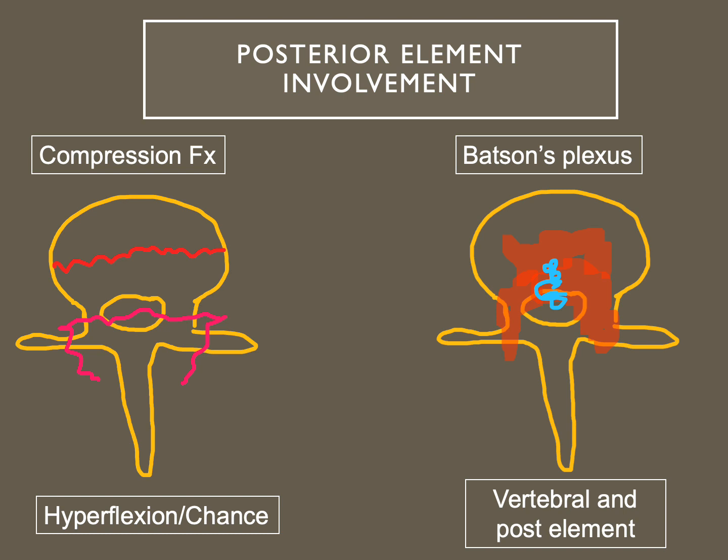The next element we're going to talk about is involvement of the posterior elements. Now remember, in compression fractures, especially in hyperflexion or chance injuries, you can have fractures that go through the posterior elements, and therefore you can see posterior element involvement in these cases. In patients who have tumors, what typically happens is that it is this venous flow within Batson's plexus and the posterior aspect of the vertebral body where the stagnation of flow allows the malignant cells to accumulate, and therefore the disease typically begins at the posterior aspect of the vertebral body.